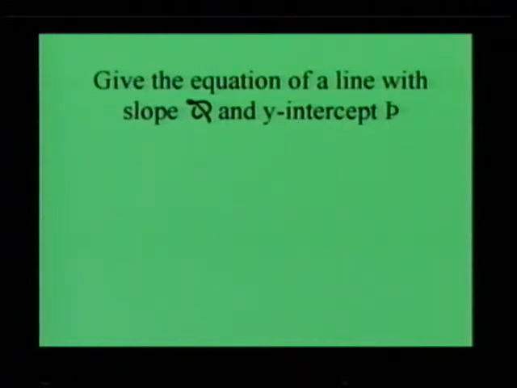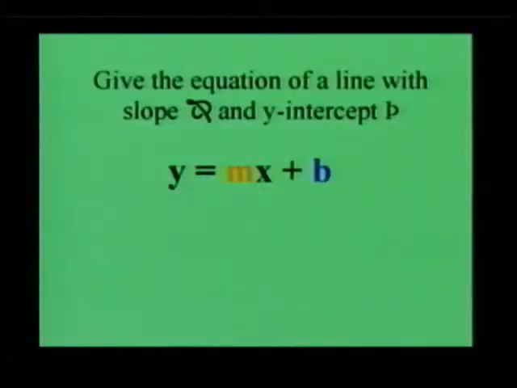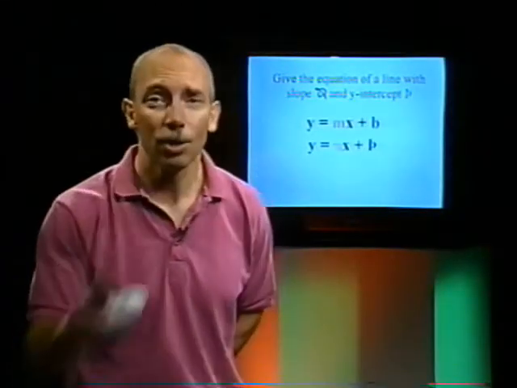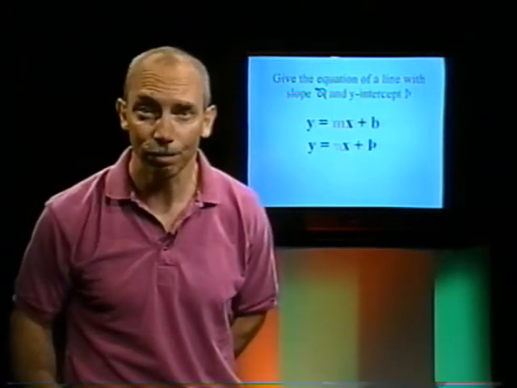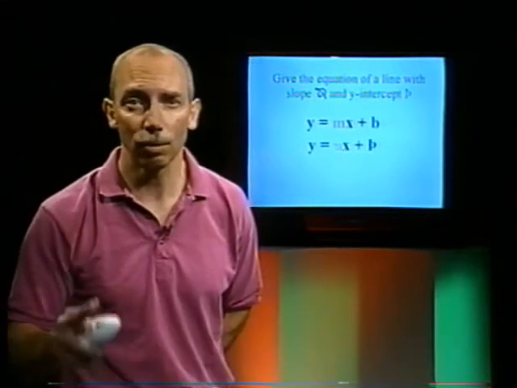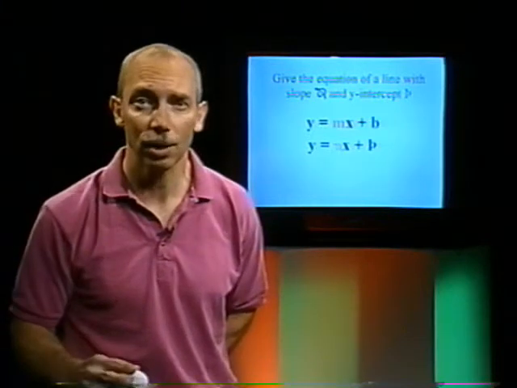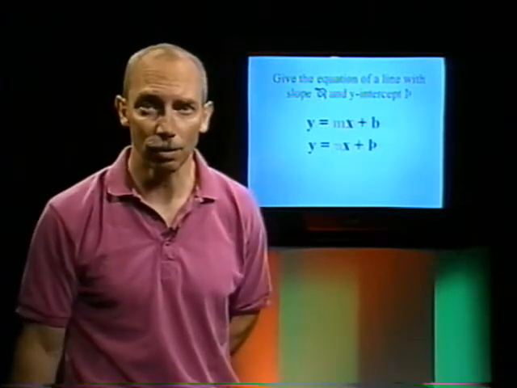What's the equation of a line with slope and y-intercept? Well, it's very simple. Remember, y equals mx plus b. Using that general equation, just fill them in. You should memorize this equation, though. It's another thing to remember. The slope-intercept form, y equals mx plus b, where m is the slope, the number with x, and b is the y-intercept.